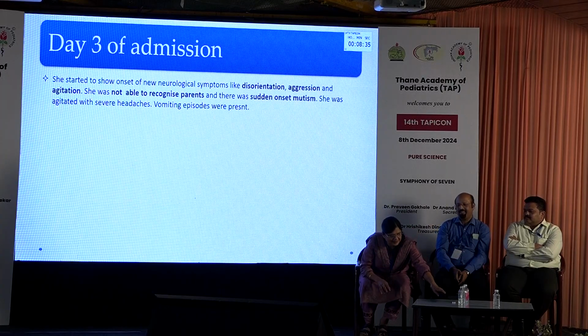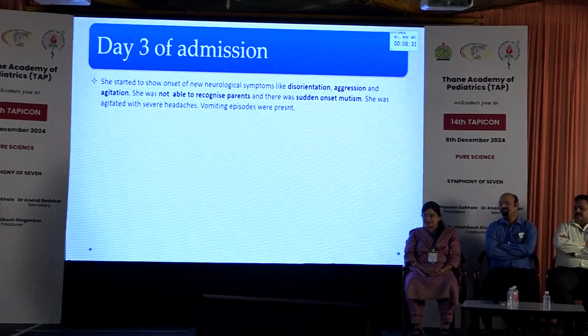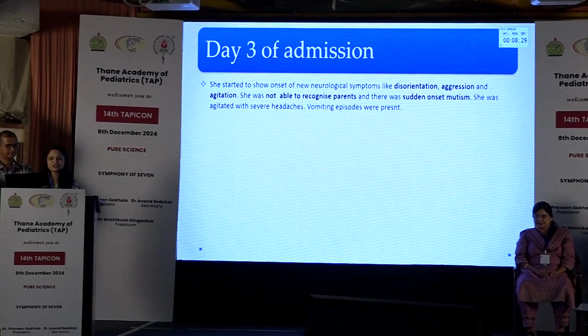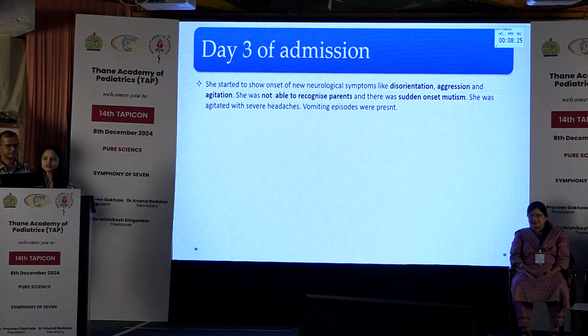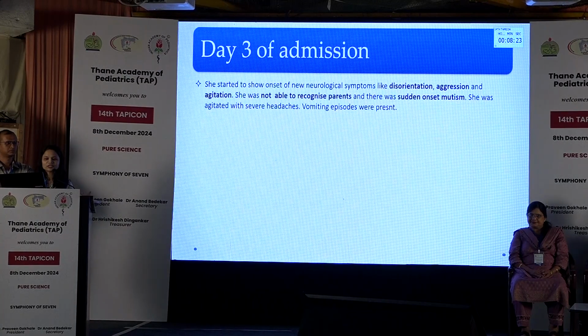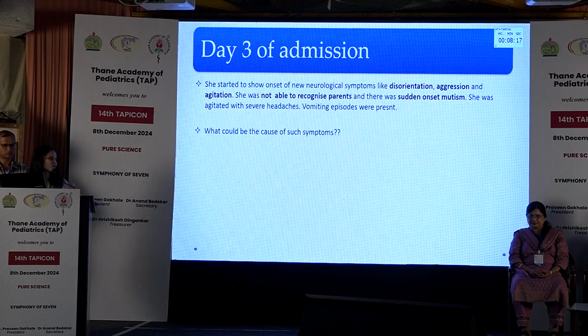So on day 3 of admission, she started to show onset of new neurological symptoms like disorientation, aggression, and agitation. She was not able to recognize her parents, and there was sudden onset mutism. She was agitated with severe headaches. Vomiting episodes also were present. So what could be the cause of such symptoms in this patient? Rushabh sir.